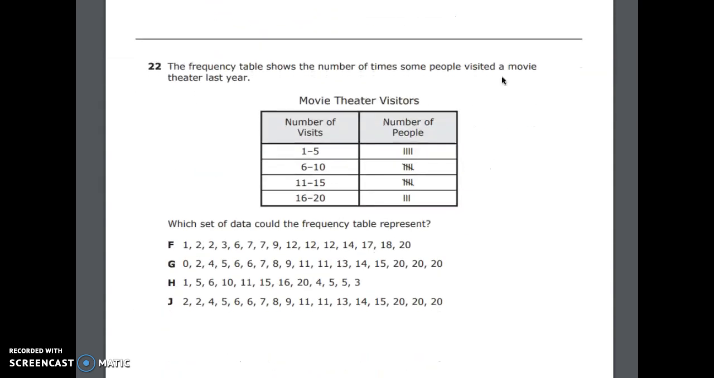Number 22. The frequency table shows the number of times some people visited a movie theater last year. Movie theater visitors. Number of visits. Number of people. Which set of data could the frequency table represent?